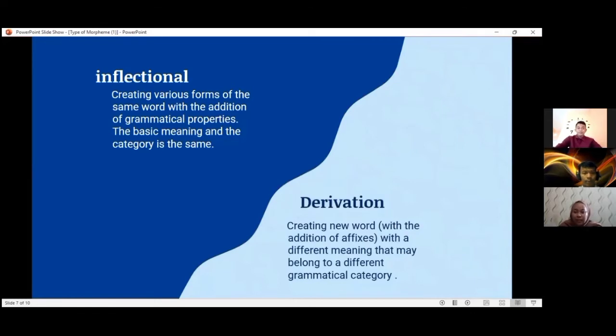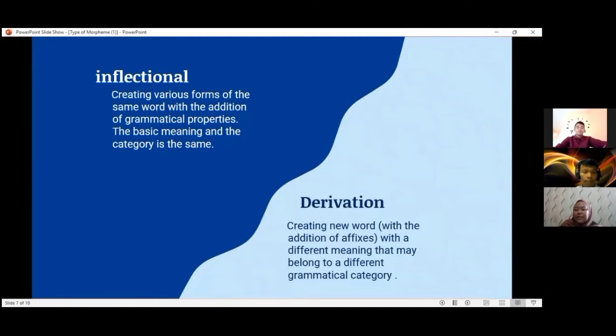And dear ladies and gentlemen, I would like to deliver my presentation about inflectional morpheme and derivational morpheme. The first is inflectional morpheme. Inflectional is creating various forms of the same word with the addition of grammatical properties. The basic meaning and the category is the same and does not change the meaning.